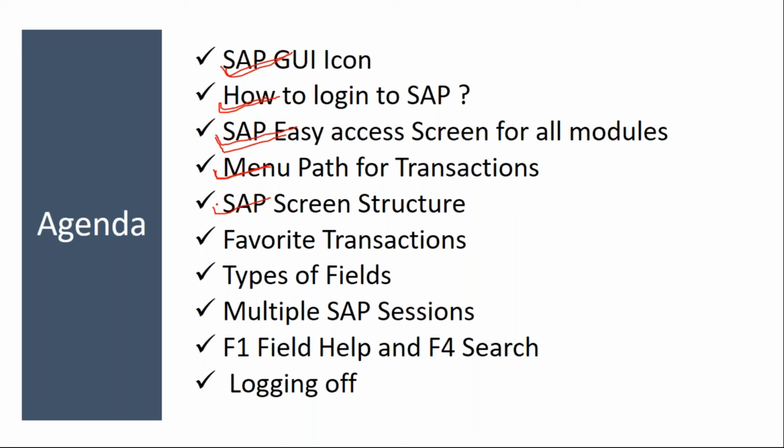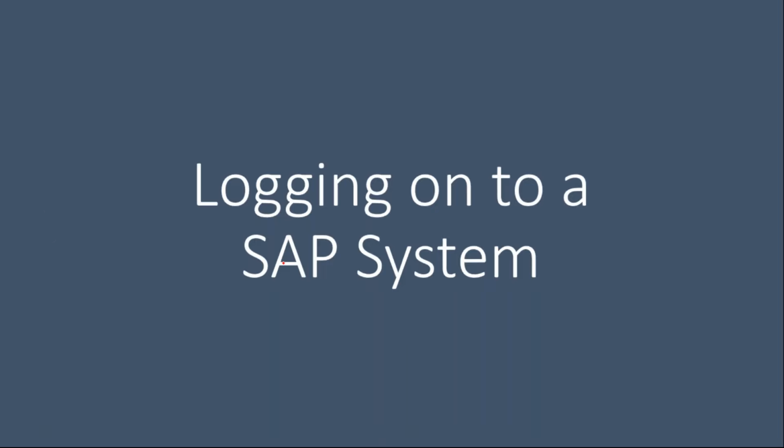SAP screen structure, how the SAP screen structure looks. Then favorite transactions, how to add transactions as favorites. Then different types of fields. Then how to work with multiple sessions. Then we will understand what F1 field help and F4 search are. And finally, how to log off from the system. So these are the topics we will be covering in SAP navigation. First we'll start with logging onto an SAP system.